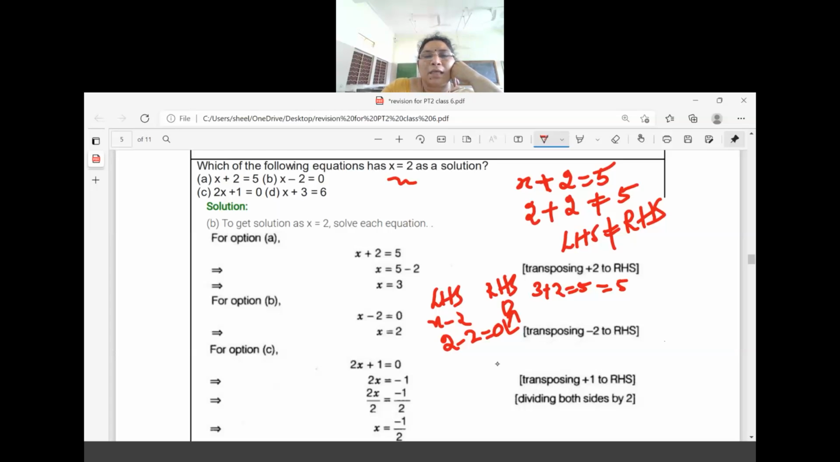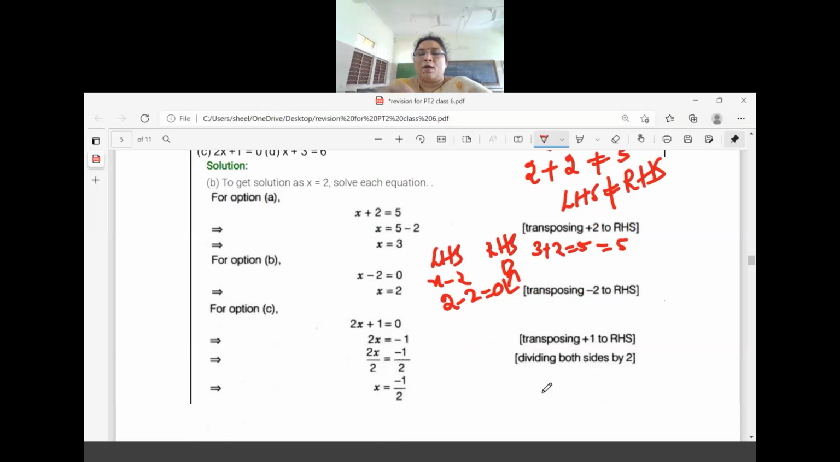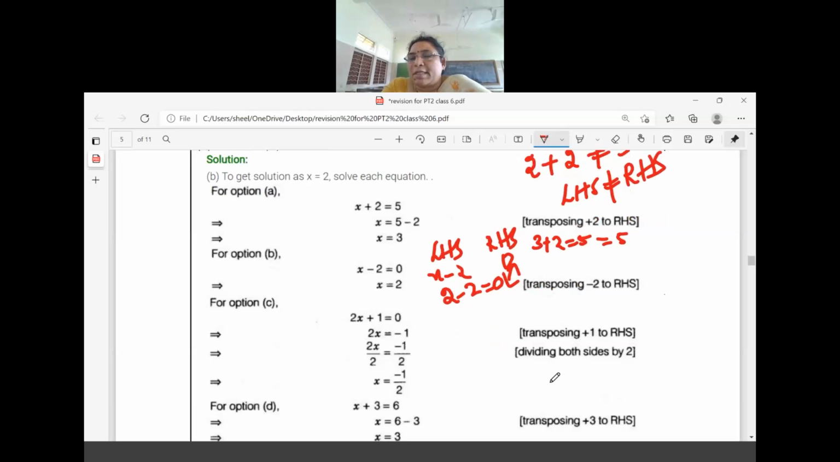Now what is the next one? 2x plus 1 equal to 0. Again LHS we will take 2 into 2, 4, plus 1. What is LHS there? 5 we are getting. So 2 into 2 plus 1 equal to 5. In the previous question, x equal to 2, we are putting, LHS equal to 0, RHS equal to 0. Here RHS equal to 5. So we can say it is not a solution.